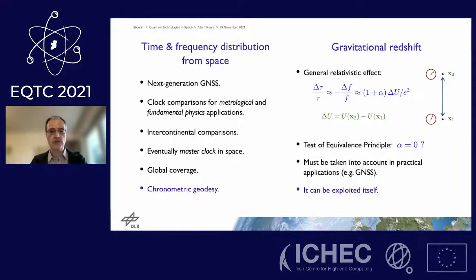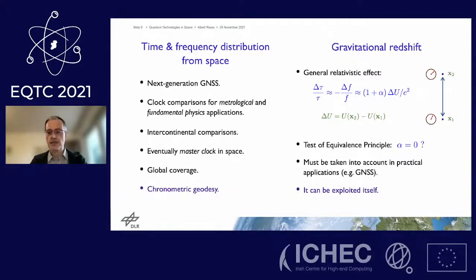Also, in the long term, it can also be interesting to actually have a very stable and precise master clock in space, as a frequency reference and a time reference, rather than having them on ground and then referring to that from ground. A key effect, a general relativistic effect that will play an important role in the discussion I'll have in the next slide, is the gravitational redshift.